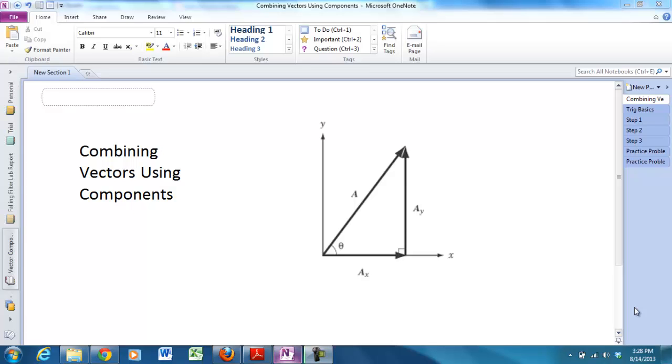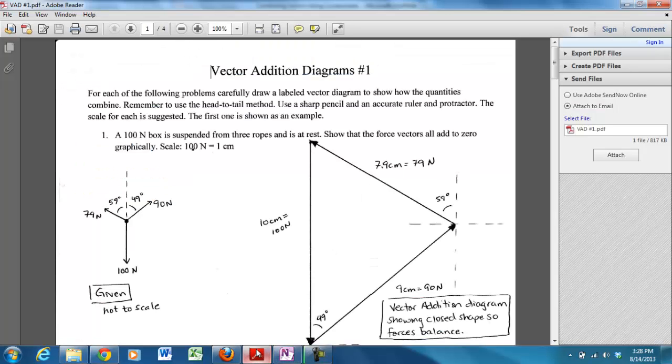Hello, in this video we're going to look at how to combine vectors using components. If you recall, today in class we looked at how to combine vectors graphically using this example. We started with a box being suspended by two different ropes, and gravity is acting down on it and the two ropes are acting in these other directions.